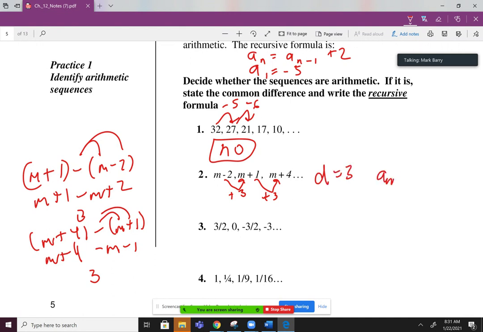And so we can say a sub n equals a sub n minus 1. And then once again here, what's actually happening in this sequence? All that's really happening is we're adding 3 at each point, right? So my recursive formula is just going to be a sub n minus 1 plus 3. So where does m come into play? Well, I state that on my first term, right? So my first term is m minus 2. And then from there, I just keep adding 3 and adding 3 and adding 3.